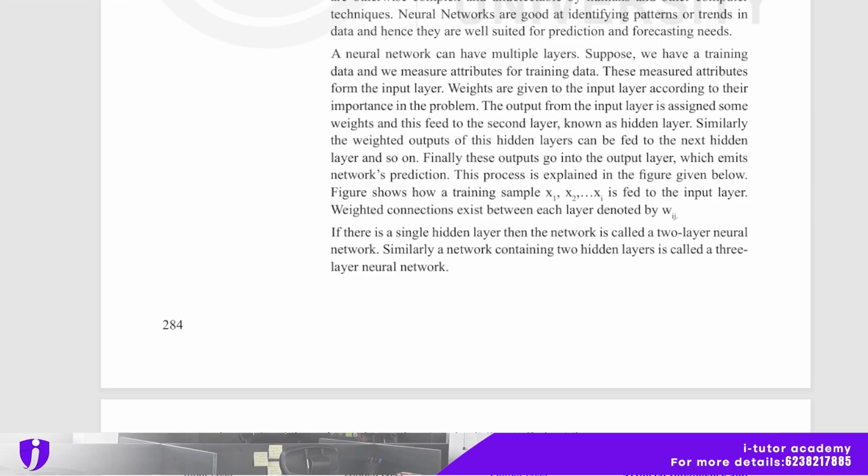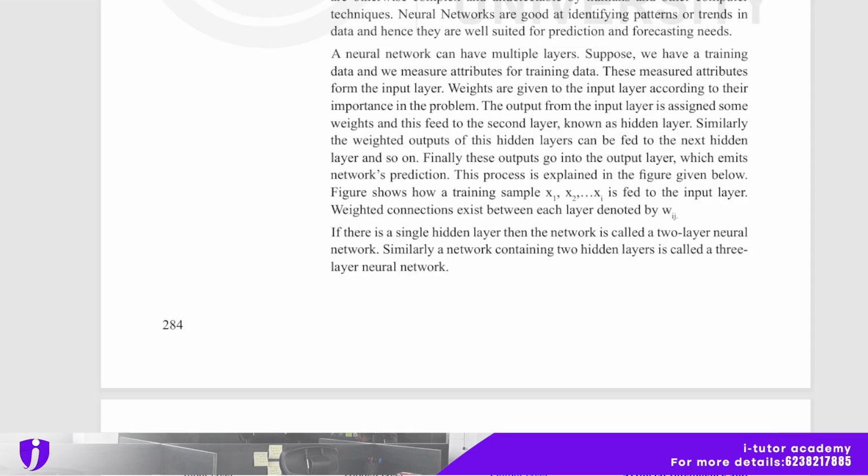Suppose we have training data and we measure attributes for the training data. These measured attributes form the input layer. Weights are given to the input layer according to their importance in the problem. The output from the input layer is assigned some weights, and this is fed to the second layer known as the hidden layer. Similarly, the weighted output of this hidden layer can be fed to the next hidden layer and so on. Finally, these outputs go into the output layer which emits the network's prediction. This process is explained in the figure given below.